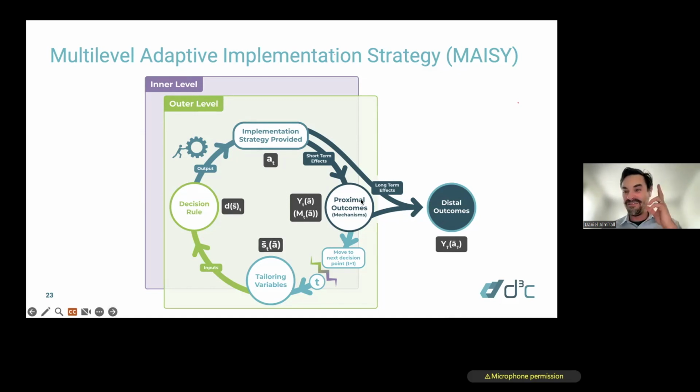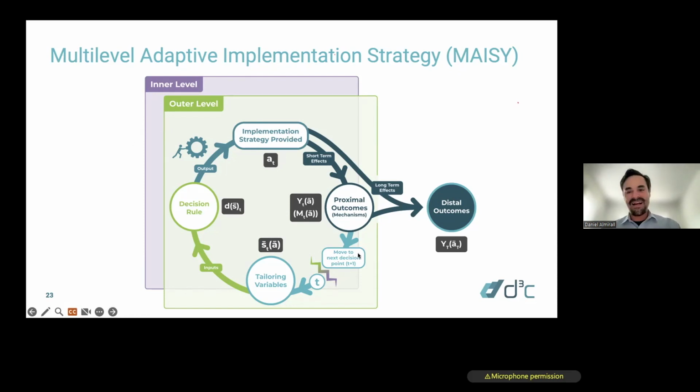But this is where the fun is, when we move to the next decision point, T+1. Because like a month later or a week later, the implementer is still there. They're still doing their implementation and they're scratching their head saying, okay, I'm going to take some of what I learned here, some of what happened, and I'm going to update the status, ST. So now the implementer has a little bit more in their head. And now hopefully they have another decision rule that's guiding what they're going to do next. This is called a MAISY.